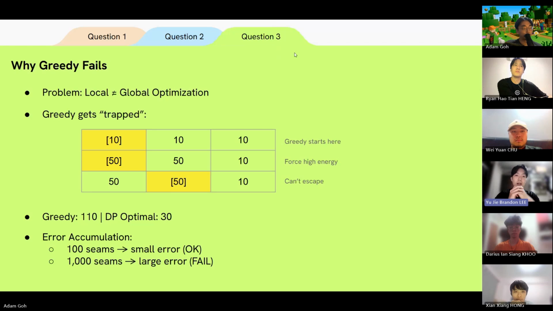All right, so now we'll be talking about why greedy fails. The fundamental problem is that local optimization doesn't equal global optimization. Greedy can get trapped in high energy regions and can't escape because it only looks at the immediate next step. In this example on the screen, greedy picks a path with total energy of 110, while dynamic programming finds the optimal path with energy of 30. So each seam has a small error, but after removing 1000 seams, these errors accumulate into the distortions we saw. Next slide.